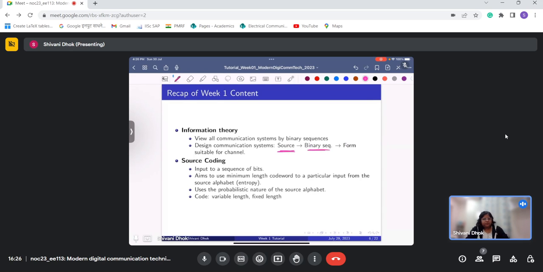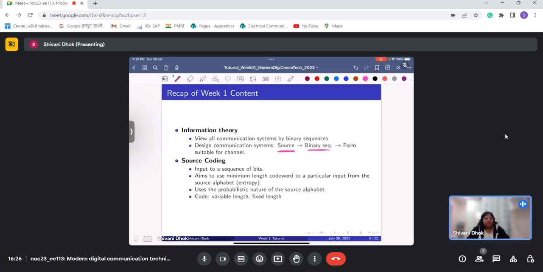So what source coding does is, it encodes or generates bits based on the symbols. The aim is to design a code word for a particular input, or design a code book such that it uses the minimum number of bits needed for its transmission, and that minimum number of bits needed for the transmission is known as entropy.